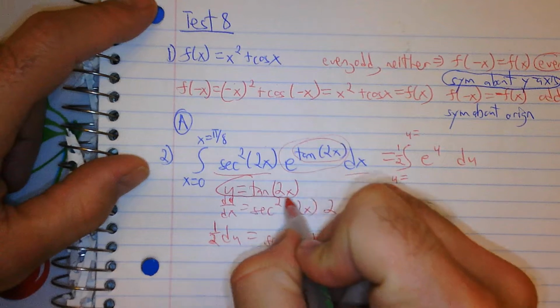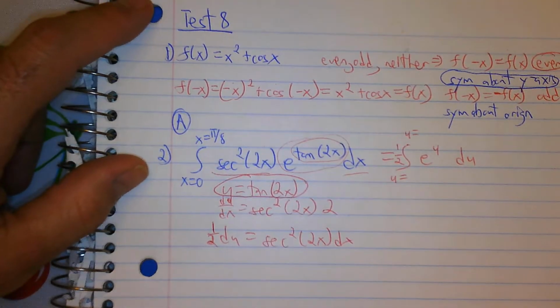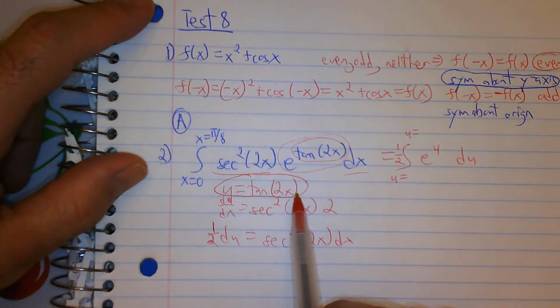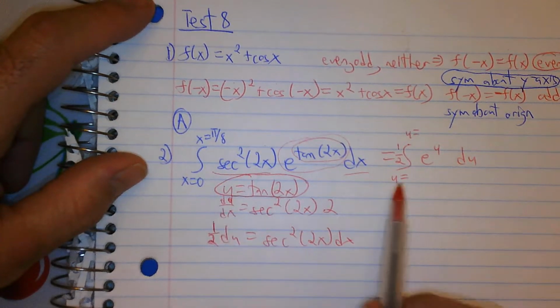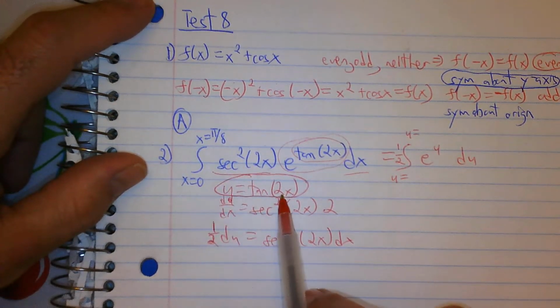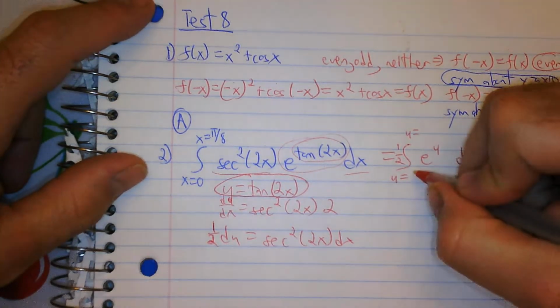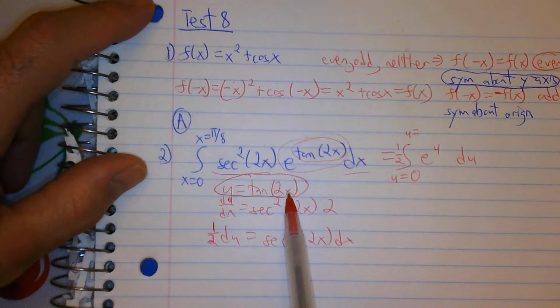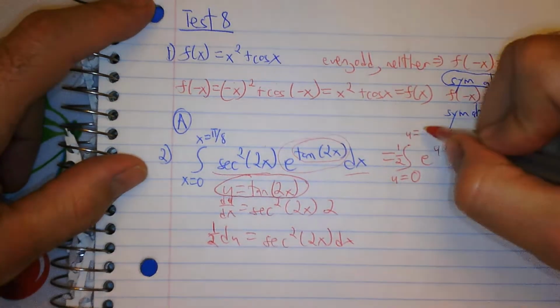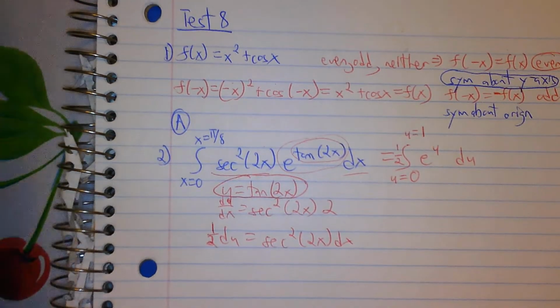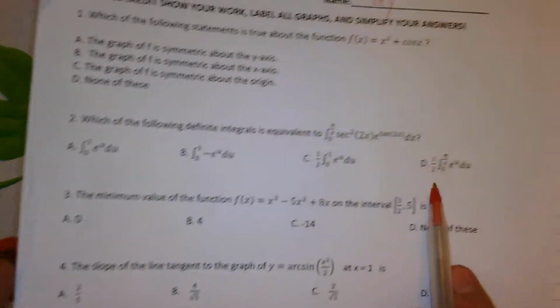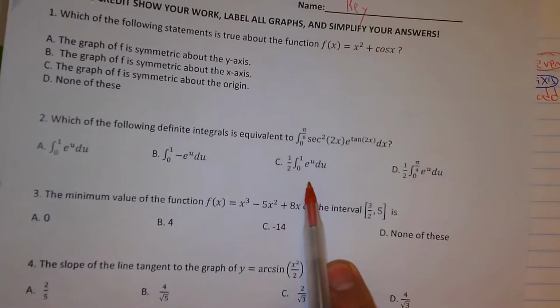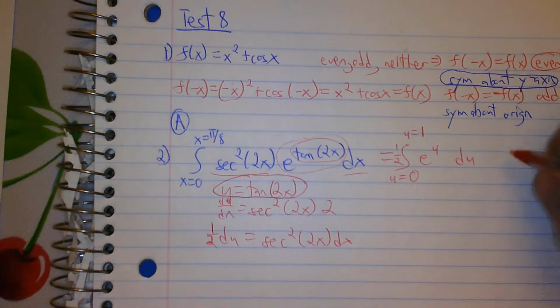The u substitution equation that you first developed will give you the answer. Look, this is a function u of x. X goes in, u comes out. If I plug in 0 here, I get tangent of 0, which is 0. If I plug in pi over 8, I get tangent of pi over 4, which is 1. Now, I look for this as a choice, and it looks like I find this choice to be C. 1 half, 0 to 1, e to the u, du. Okay, that's C.